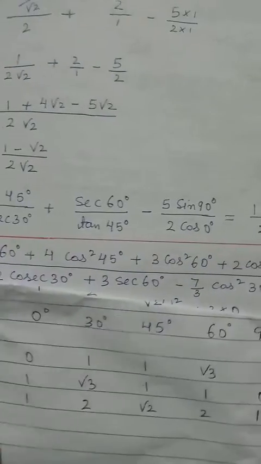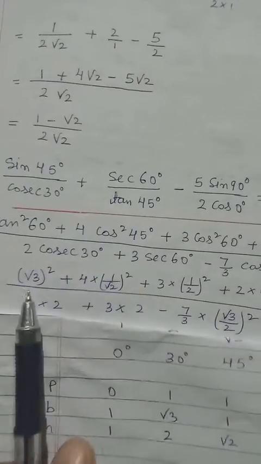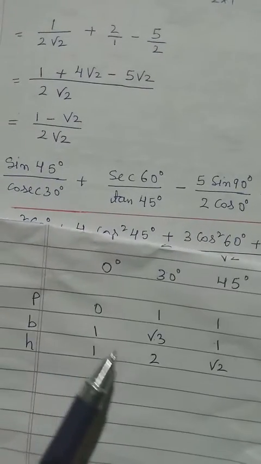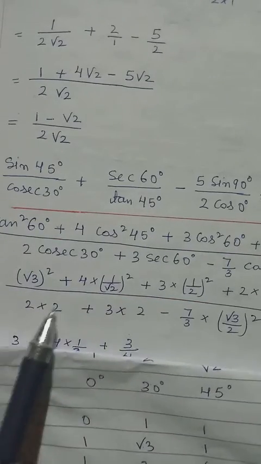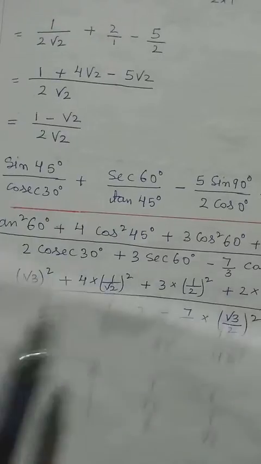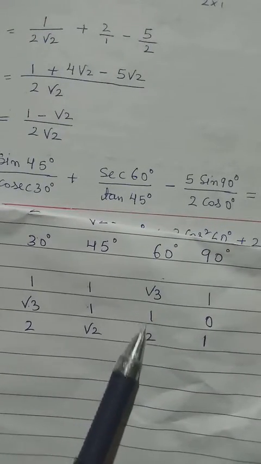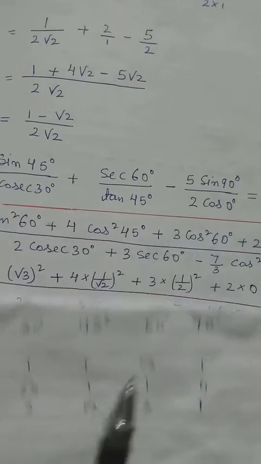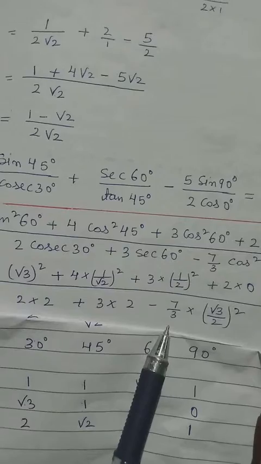Then from the denominator also, let us replace. We have 2 from the question, let 2 remain 2. Then cosec 30, cosec is h by p, so 2 by 1 it will be 2. Okay, then plus 3 multiply sec 60. Sec 60 will be h by b, so 2 by 1 will be 2. Then 7 by 3 from the question.